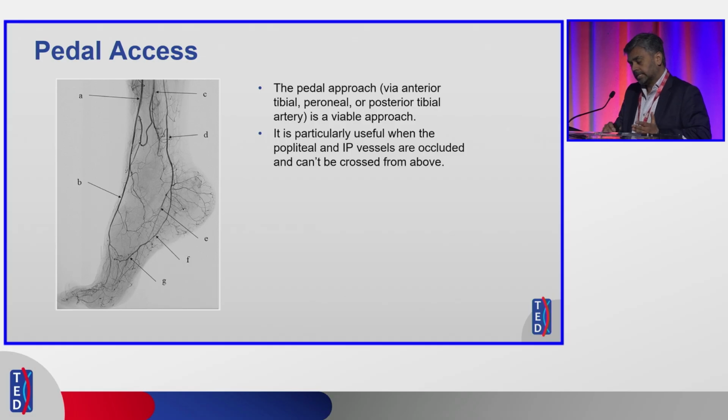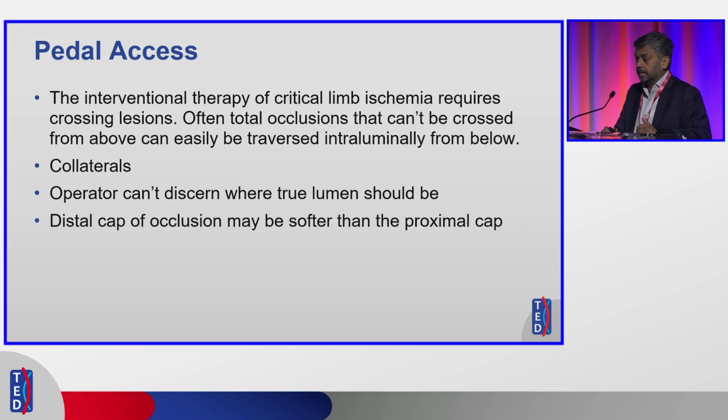Now, radial access came in newer. Pedal access was used before that. And pedal approach, usually by the anterior tibial and the posterior tibial, more commonly, and less commonly with the peroneal artery, was also a very viable approach. It was particularly useful when popliteal and infrapopliteal vessels were occluded and they could not be crossed from above, and that's how it started to be done as a pedal access.